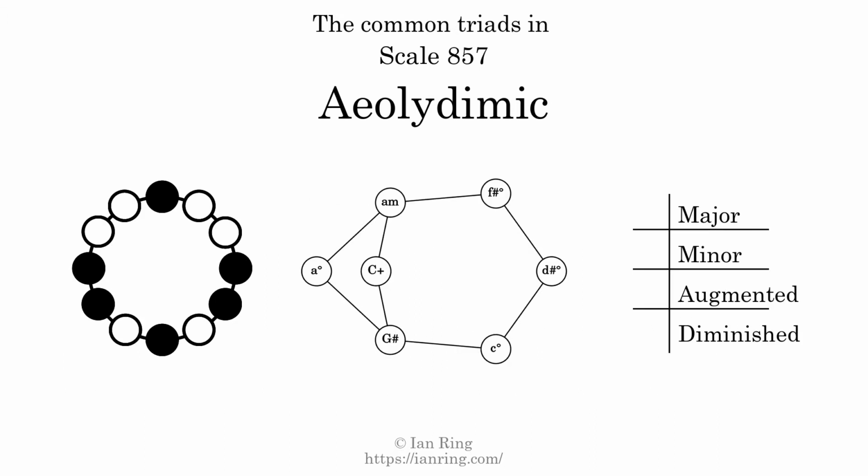The diagram in the center is a graph of parsimonious voice leading between triads. There is one major triad. There is one minor triad. There is one augmented triad. There are 4 diminished triads. Here is a Hamiltonian path of parsimonious voice leading that uses all the triads.